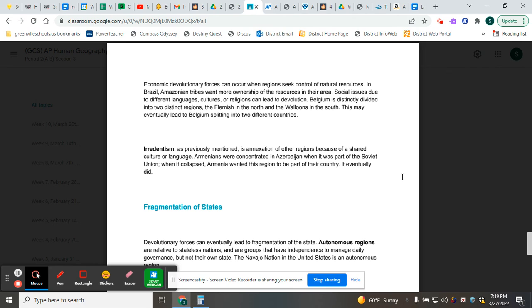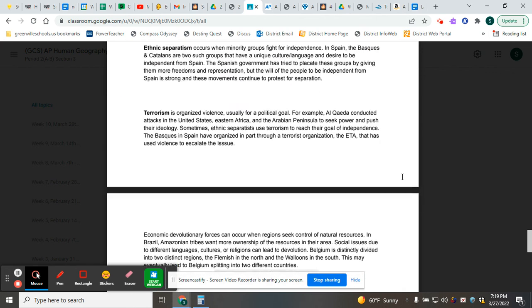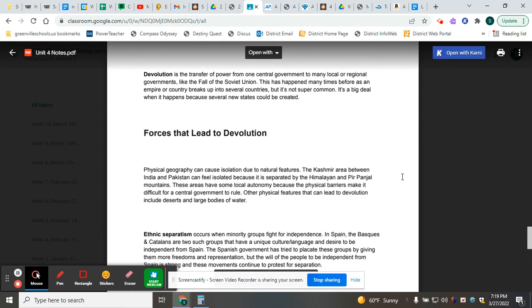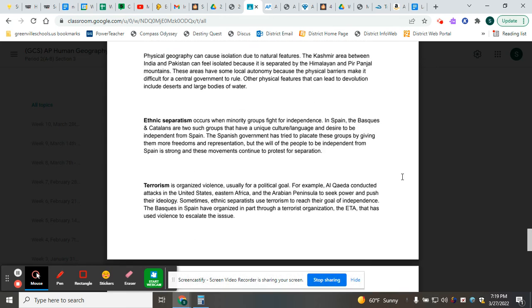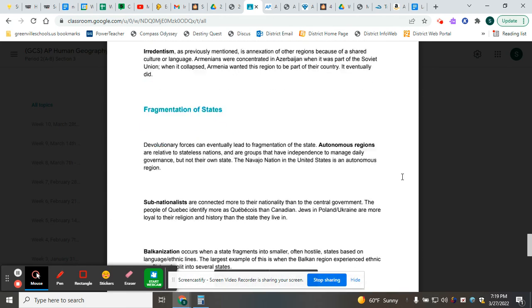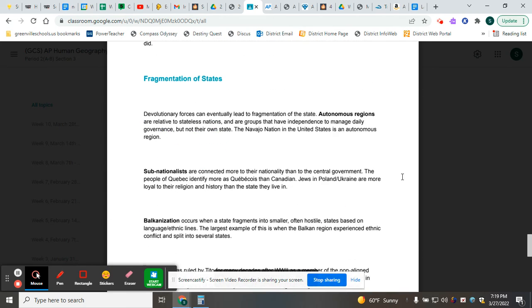Economic devolutionary forces can occur when regions seek control of natural resources. Irredentism, as previously mentioned, is annexation of other regions because of a shared culture or language. So again, those are forces that could lead to devolution. Okay, fragmentation of states. Devolutionary forces can eventually lead to fragmentation of the state.